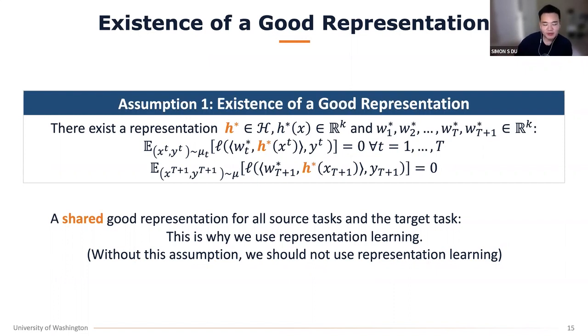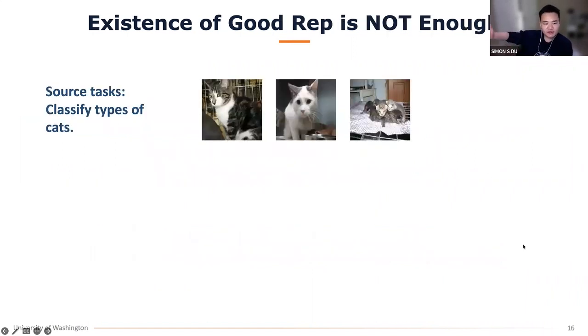So the first question you may ask is, now that we have this assumption, can we show some theoretical results showing that using representation learning is better than not using representation learning? Okay, so now let me give you a high level intuition for why the existence of a good representation is not enough. This is an intuitive example.